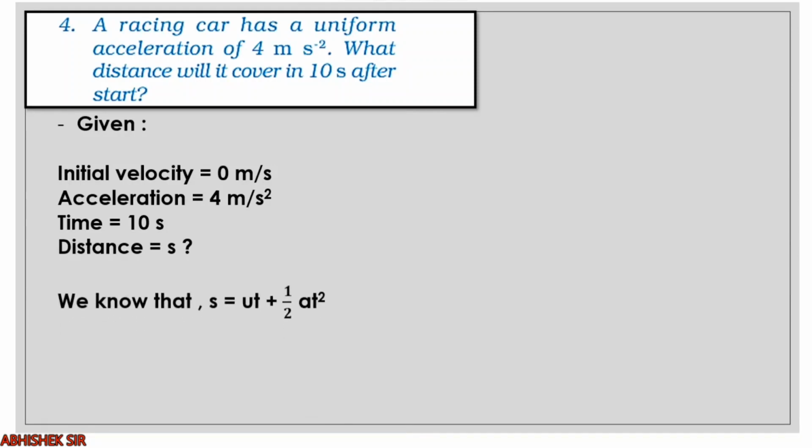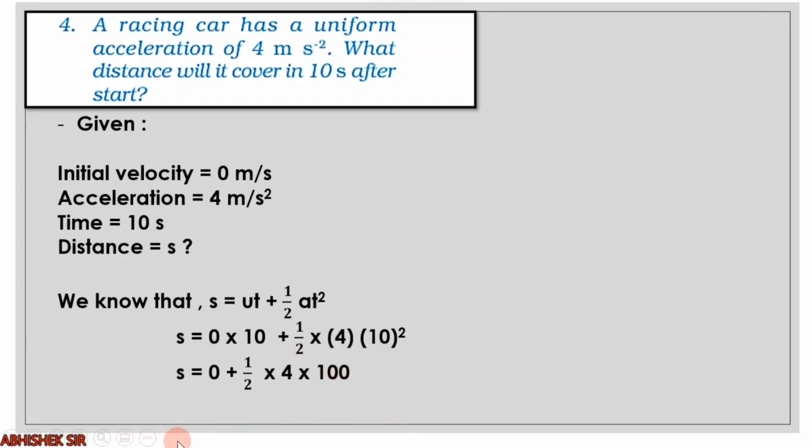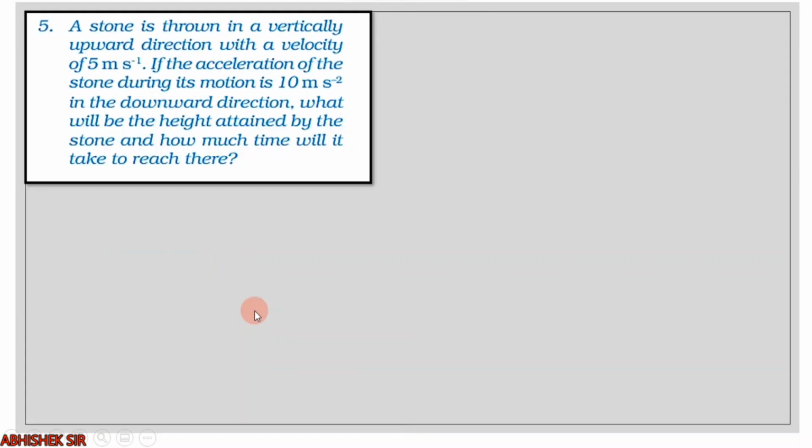Now we know that s equals ut plus half at square. Putting all the values, u is 0, t is 10, half is repeated, acceleration 4, time square 10 square. First term will be 0 only. So half into 4 into 10 square, which is 100, will give you 200 meters as the answer. Right, see, these questions are very easy. You just have to do two things: the given list and the formula. Moving on to the last question.